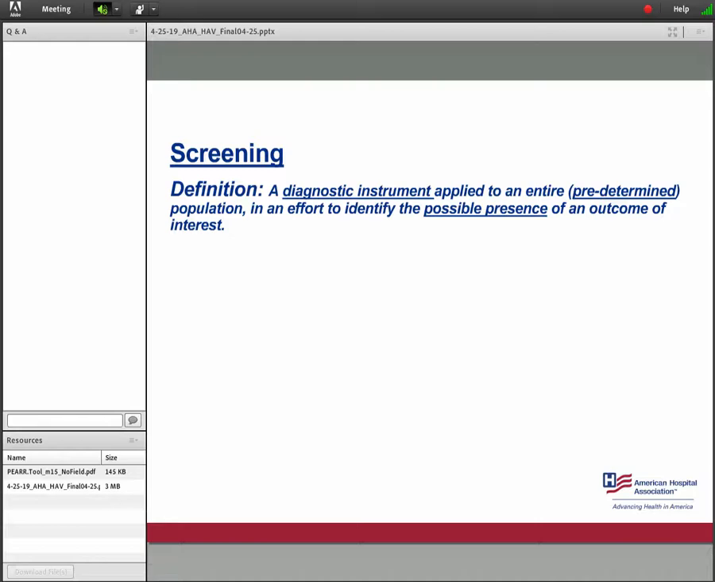Screening is a diagnostic instrument, or it is when a diagnostic instrument is applied to an entire predetermined population in an effort to identify the possible presence of an outcome of interest. So I underlined a few things I want us to make sure that we are clear on and that we always keep in mind. A diagnostic instrument. This is something, it's a tool. It is actually a tool.